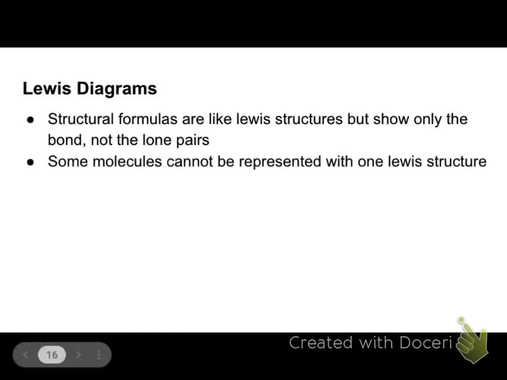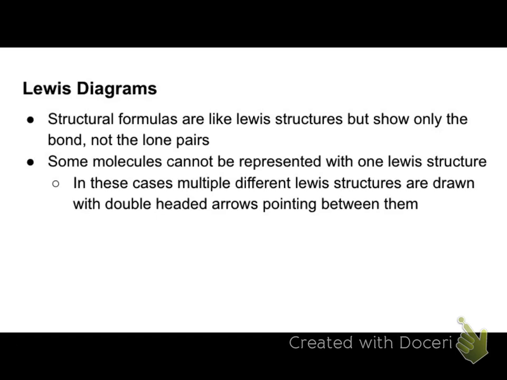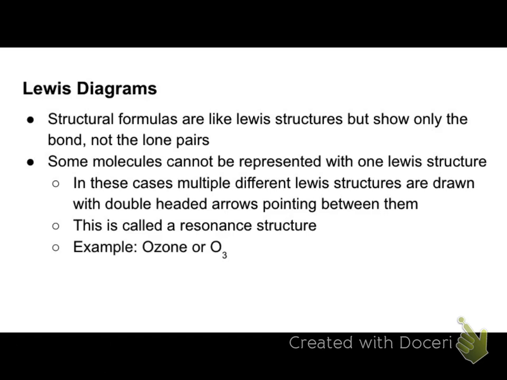Some molecules can't be represented with a single Lewis structure because of how their bonds are placed. In these cases, what we'll do instead is we'll draw multiple different Lewis structures and we'll connect them with double-headed arrows, and we call that a resonance structure. An example of this is ozone, which is 3 O's.